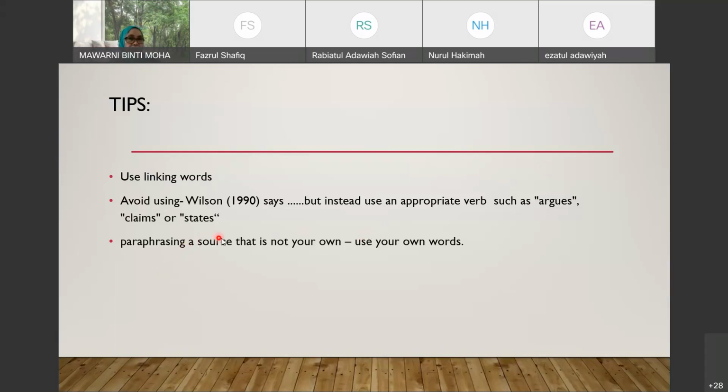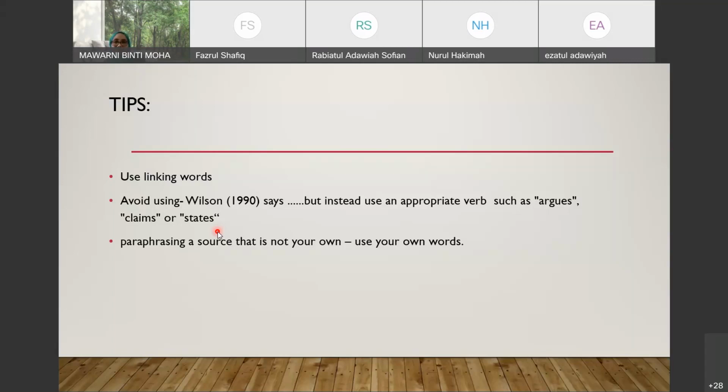Right. And please avoid using, for example, "Wilson 1992 says." Don't use that. Try to avoid it, but instead use appropriate verbs such as argues, claims, states. You keep on changing. You don't use the same word over and over again. So that is to give some variety to your writing. Okay. Wilson 1990 states or argues that blah blah blah, and so on and so forth.